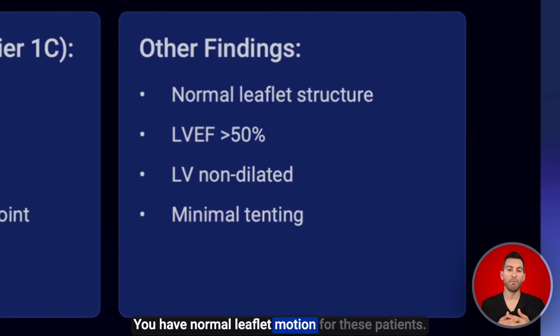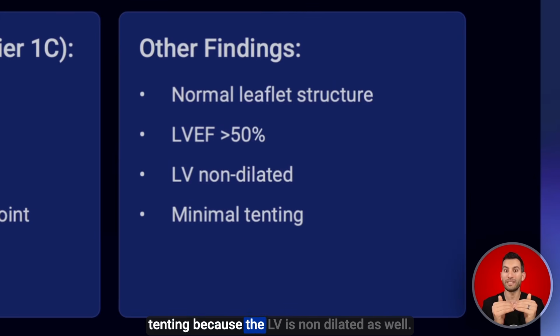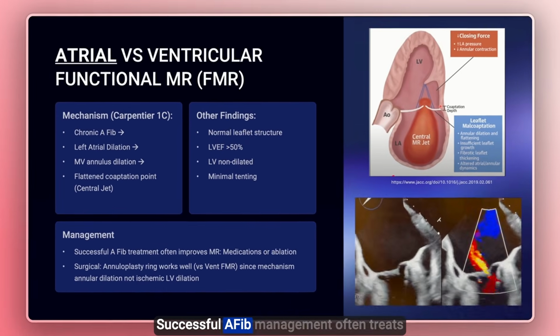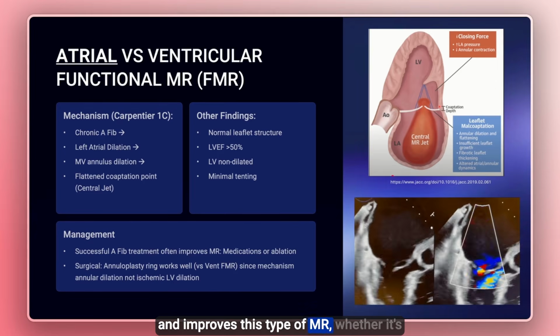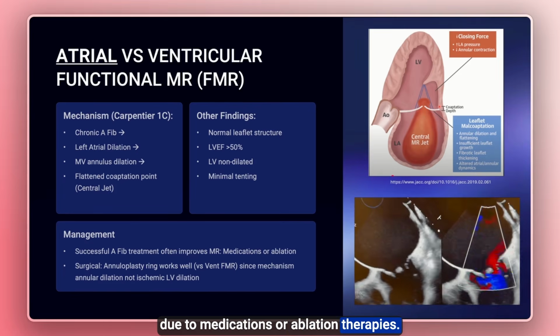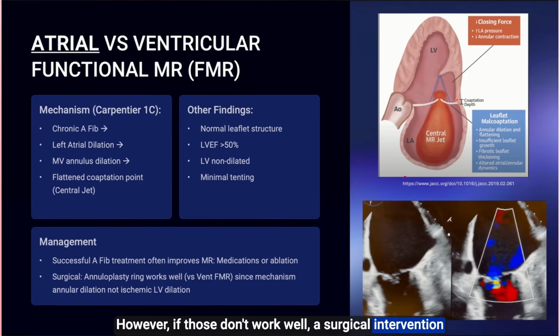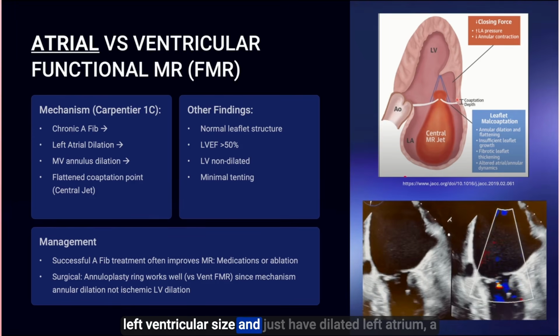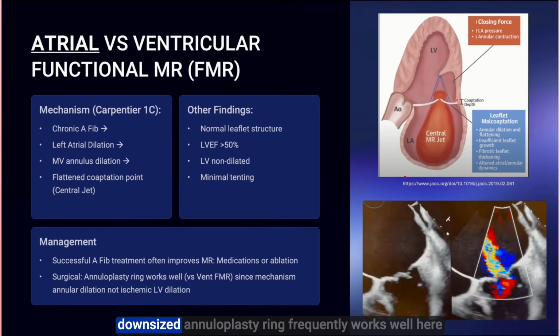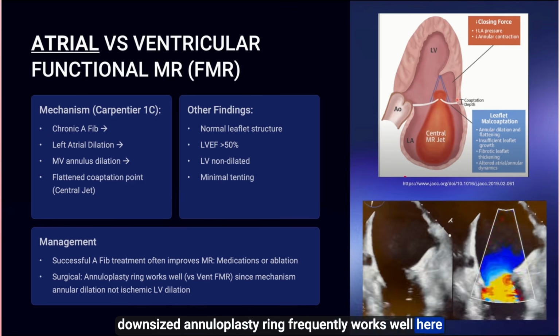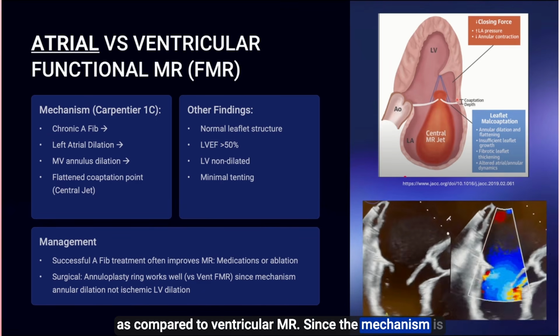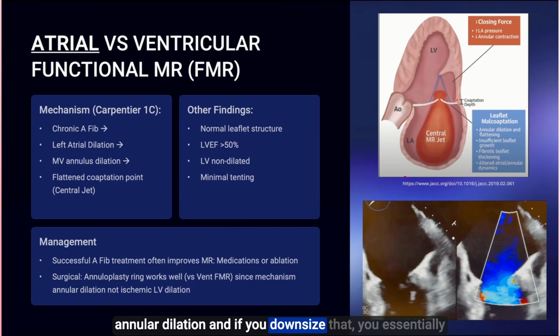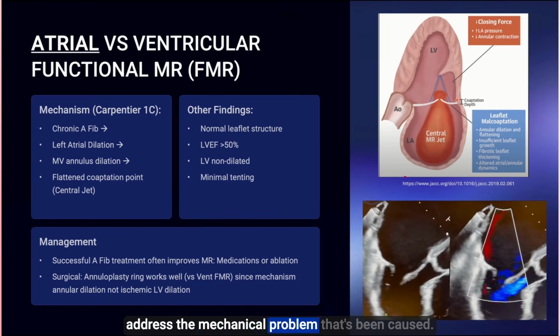You have normal leaflet motion for these patients. Oftentimes you have a normal EF greater than 50%. The LV is non-dilated, and there's minimal tenting because the LV is non-dilated as well. Successful AFib management often treats and improves this type of MR, whether it's due to medications or ablation therapies. However, if those don't work well, a surgical intervention may be warranted. And in these patients that have a normal left ventricular size and just have a dilated left atrium, a downsized annuloplasty ring frequently works well here as compared to ventricular MR, since the mechanism is annular dilation. And if you downsize that, you essentially address the mechanical problem that's been caused.